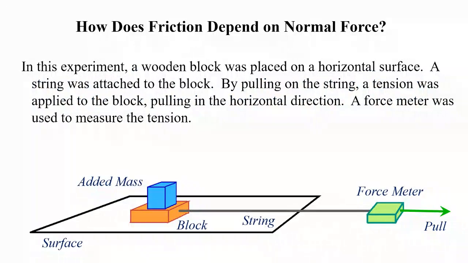Let's talk about the experiment you are about to see. The purpose is to investigate the question, how does friction depend on normal force? In this experiment, a wooden block was placed on a horizontal surface. A string was attached to the block. By pulling on the string, a tension was applied to the block, pulling in the horizontal direction. A force meter was used to measure the tension in the string.